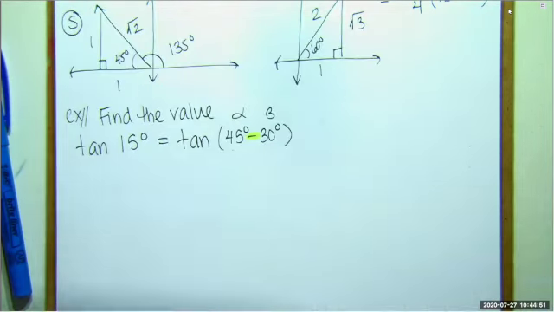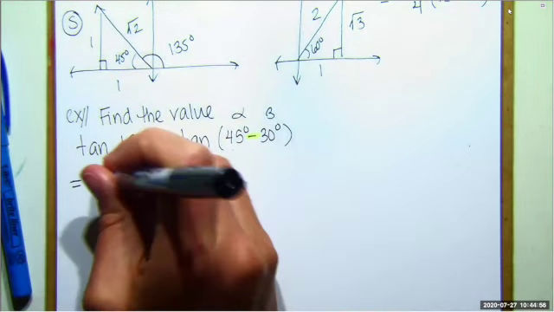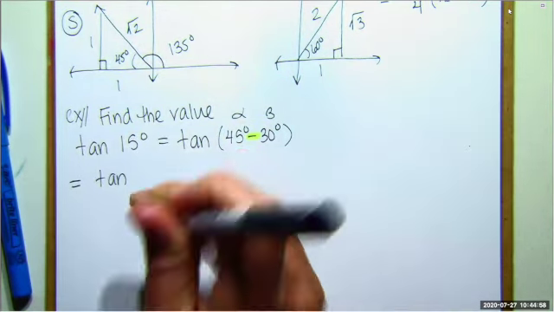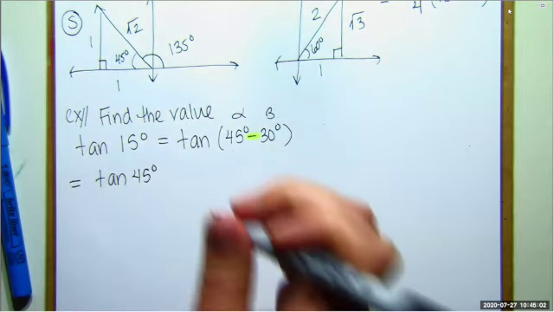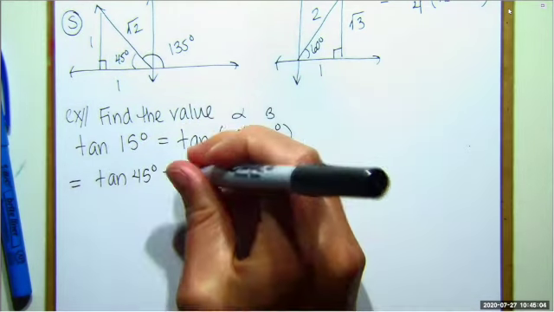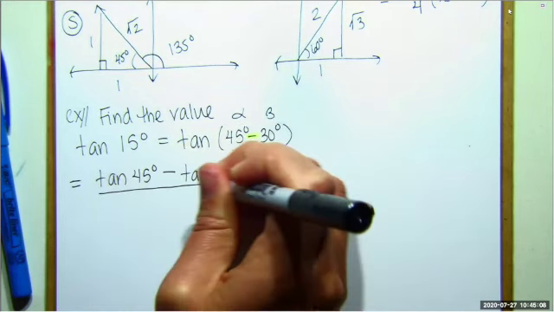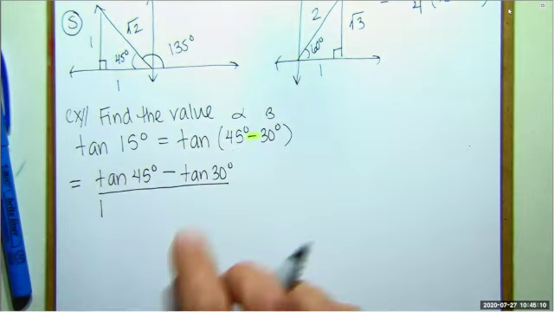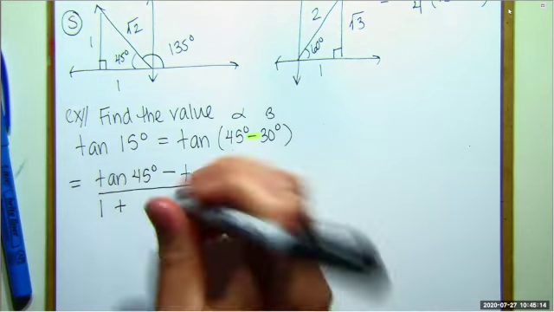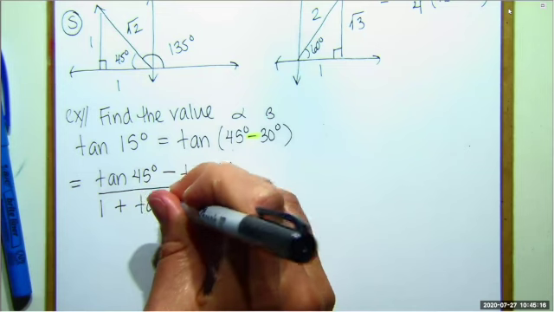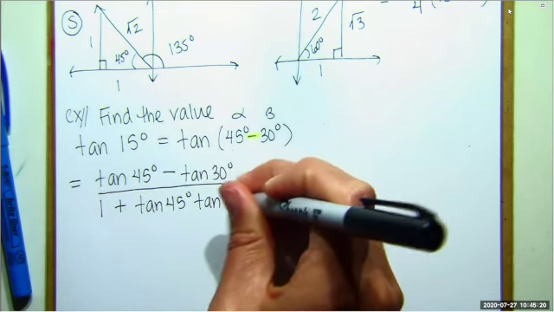So our formula tells us this is equal to tangent of alpha, which is 45 degrees, minus tangent of beta, which is 30 degrees, over 1, and then we're using the bottom operator. So in the denominator, the bottom operator is the plus. Tangent of alpha, which is 45 degrees, times tangent of beta, which is 30 degrees.